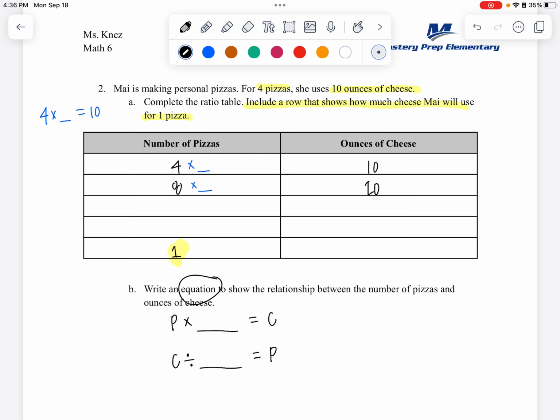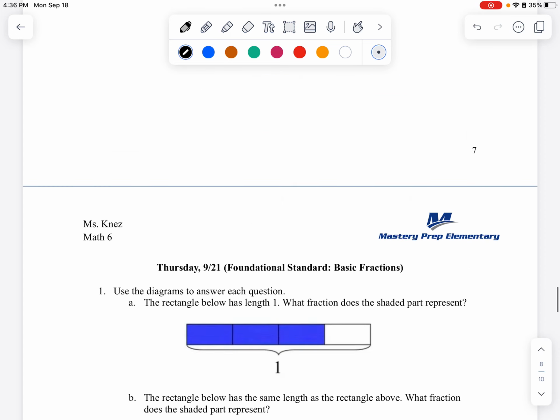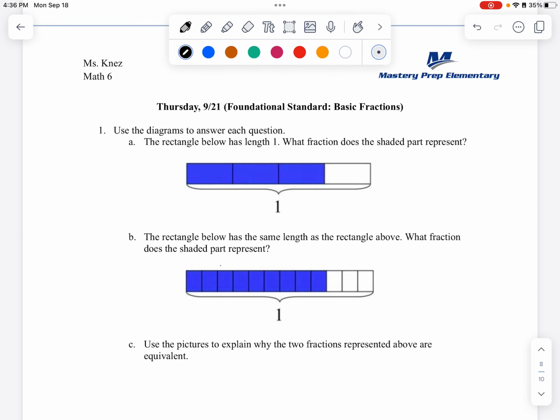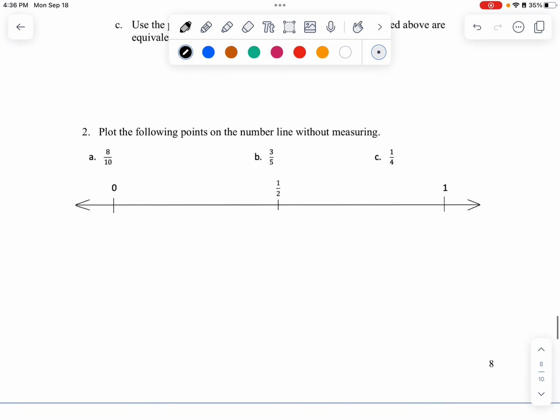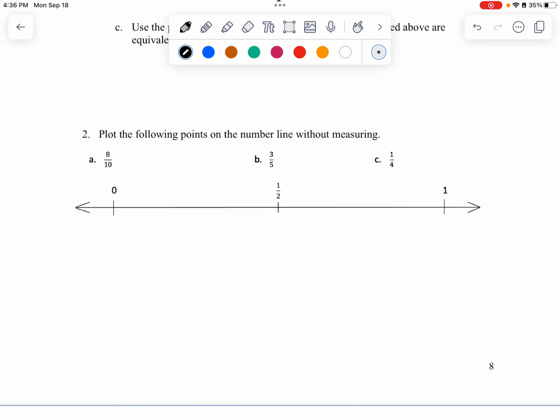All right, let's take a look at Thursday night's homework, our final night. This homework covers the topic that we all got to review in our small groups this week, which is just some basic fraction comparison. And we'll look at question 2 as our example. Question 2 says, plot the following points on the number line without measuring. And without measuring, it just means we're looking for kind of an estimate.